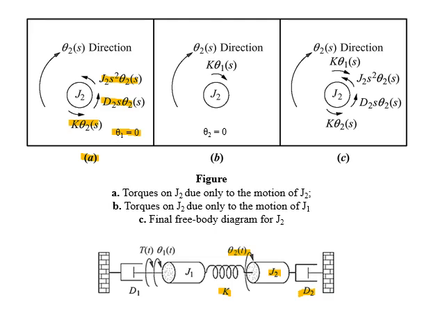Now consider the second case. In this, it is assumed that θ1 is rotating in the direction of the applied torque, where θ2 is held stationary. Due to this rotation, J2 will experience a torque in the direction of θ1, which is transmitted with the help of spring K, and will be equal to Kθ1(s). Figure C represents all the torques acting on test point J2.